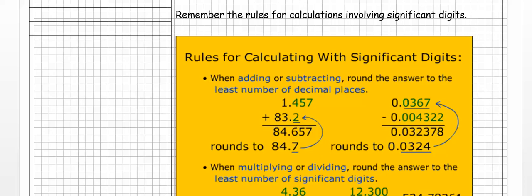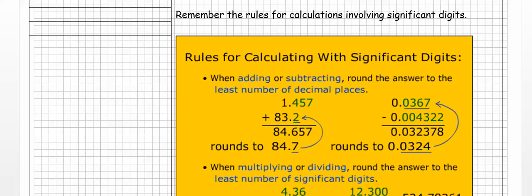The 0.0367 measures to the nearest tenth, 100th, 1000th, 10,000th. The 0.004322 measures to the nearest tenth, 100th, 1000th, 10,000th, 100,000th, millionth. So I'm going to take the least of those two, which is the nearest 10,000th. I can only go to the nearest 10,000th. So when I do that in the calculator, I get 0.032378. I'll round that to the nearest 10,000th.